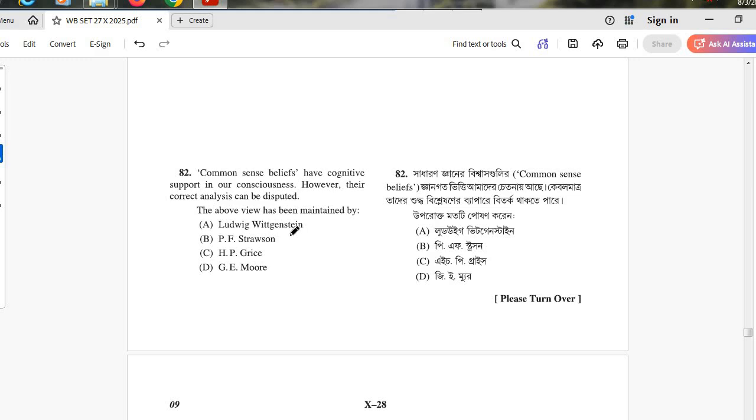Question 82. Common sense beliefs have cognitive support in other consciousness. However, their correct analysis can be disputed. The above view has been maintained by Ludwig Wittgenstein, P.F. Strawson, S.P. Gries, or G.E. Moore. Question 82, the answer is G.E. Moore.